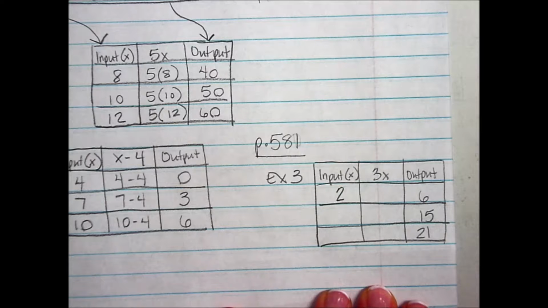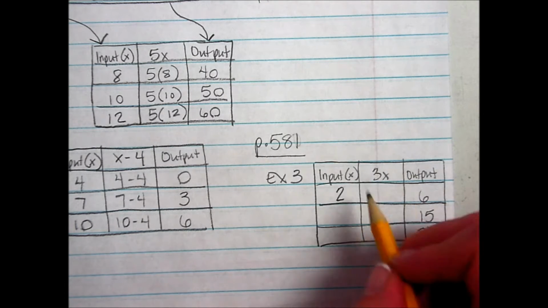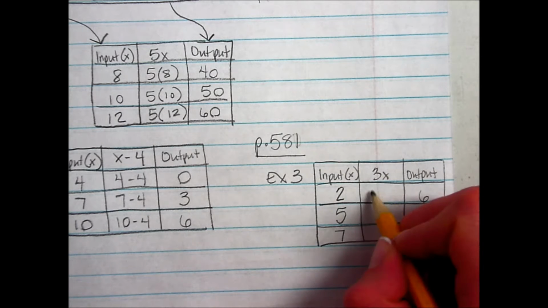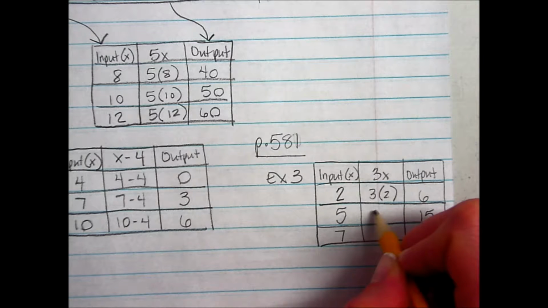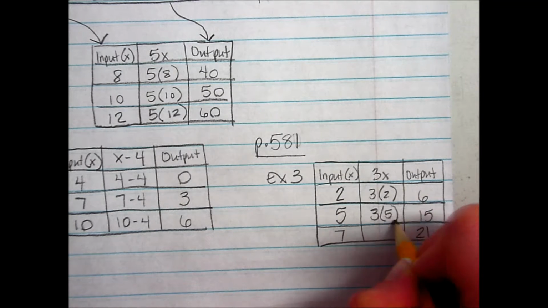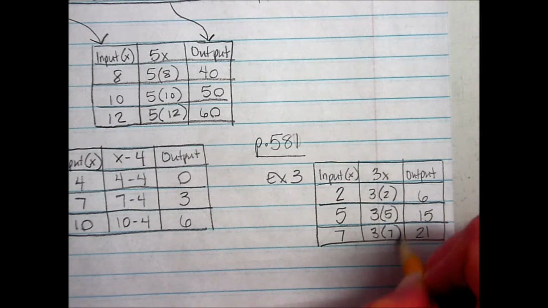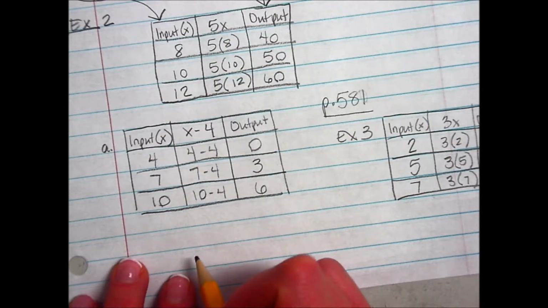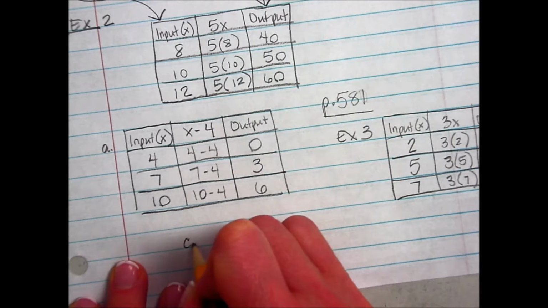So the input would be 2. All right. And what about 15? If I divide it by 3. 5. And 21 divided by 3. 7. All right. So that'll give me the input. And then I can just go back in and I can plug in the 3 times 2, the 3 times 5, and the 3 times 7. And so I worked it backwards. Okay. Let's try that. I'll come right here. This will be problem C.